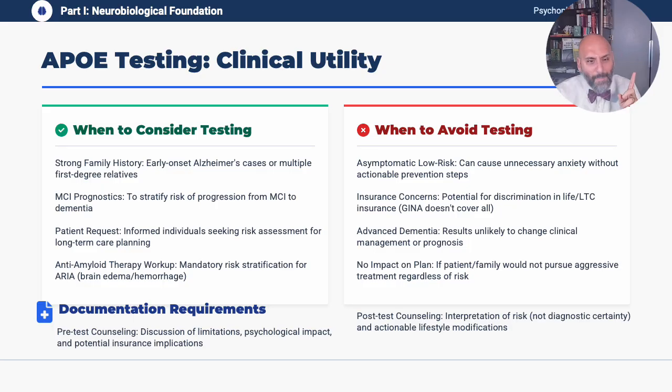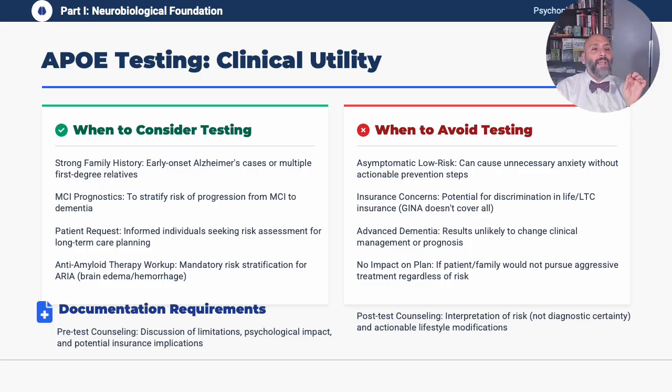The other thing to keep mindful of is insurance and discrimination concerns. Genetic results will affect life insurance and long-term care insurance, ability to purchase and be included. So the Genetic Information Non-Discrimination Act, by the way, GINA, does not cover everything. This is one of those things.